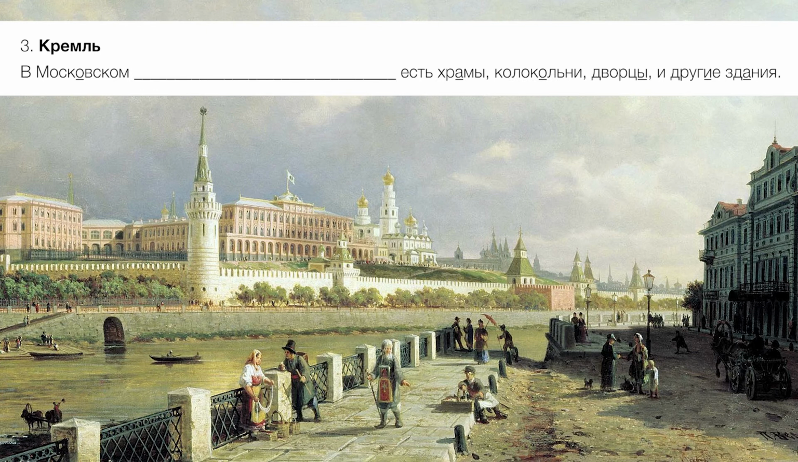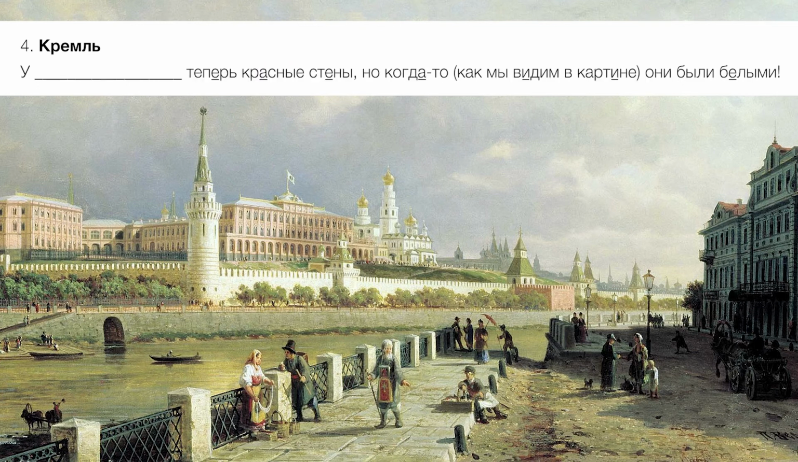In the Moscow Kremlin, there are churches, bell towers, palaces, and other buildings. В Московском Кремле есть храмы, колокольни, дворцы и другие здания. Okay, that's, of course, prepositional singular. В Московском Кремле. Четыре. Okay, let's work again with Кремль.